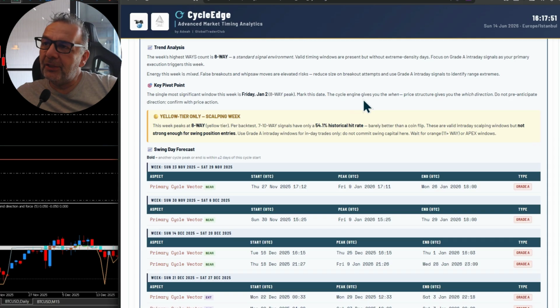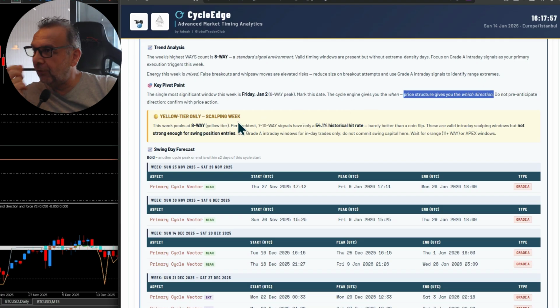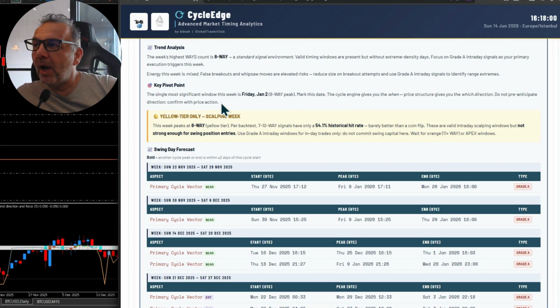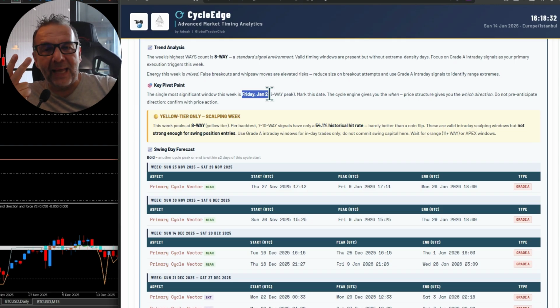Mark this date. The cycle engine gives you the when. Price structure gives you which direction. Do not pre-anticipate direction. Confirm with price action. Obviously. Why is that a reminder? Because some of you go nuts sometimes and start trading just on time. And I've warned you time and time again, that's not what we're doing. We're doing time and price. If the market is at a good spot to buy on the 2nd of January, if it's at a support, if it's at a pullback, and you've got time on your side, then that is your bingo day. But you've got to money manage and technically analyze what you're doing.